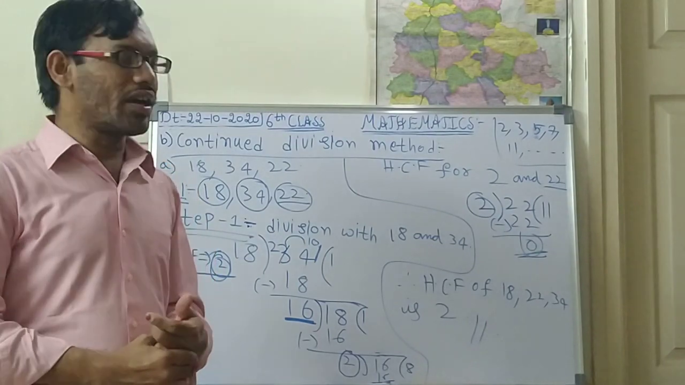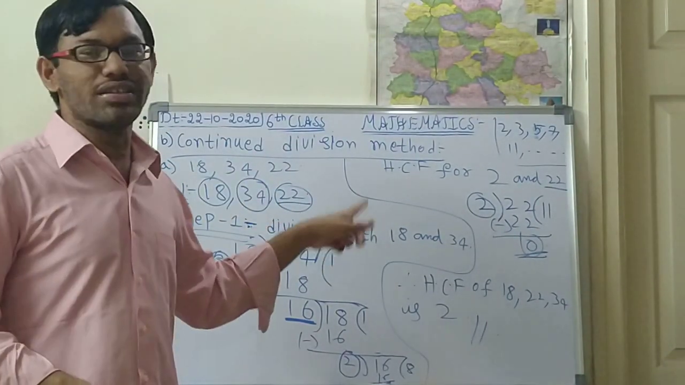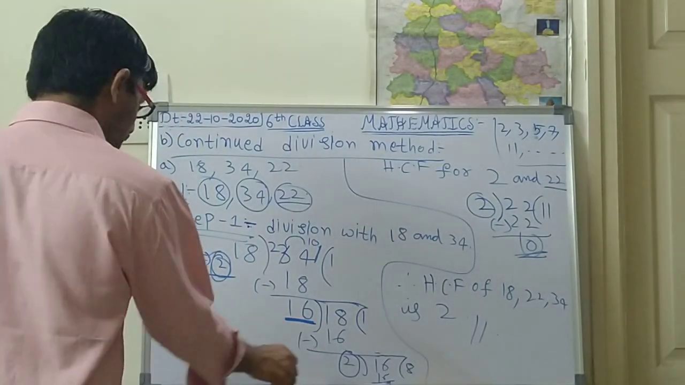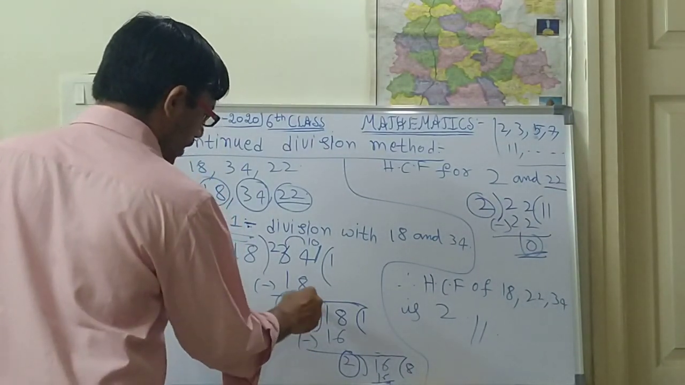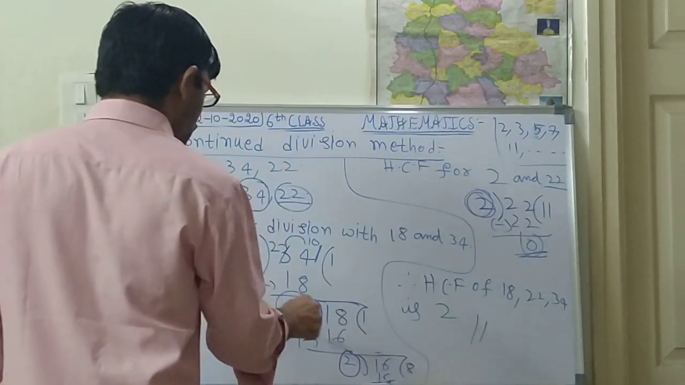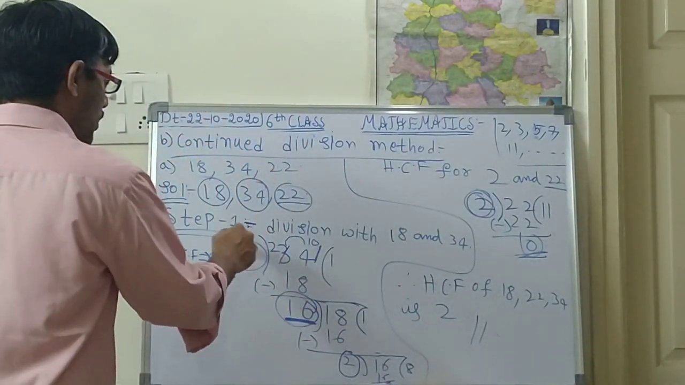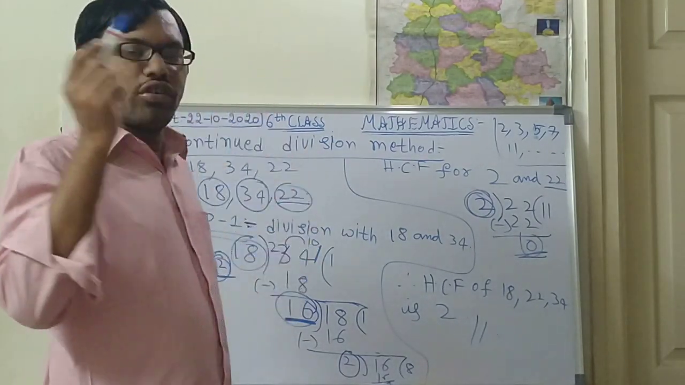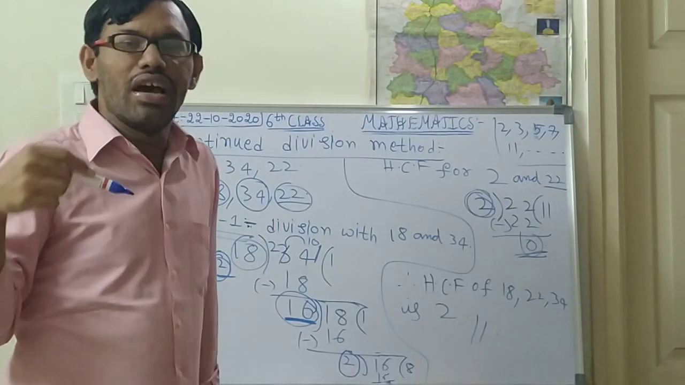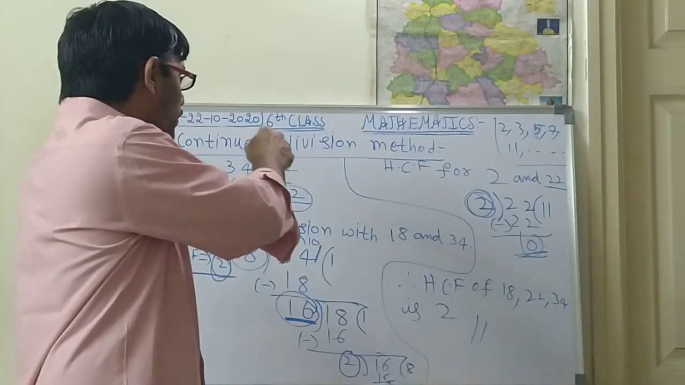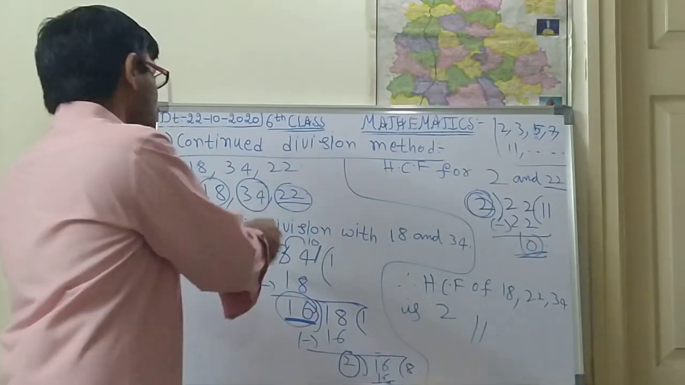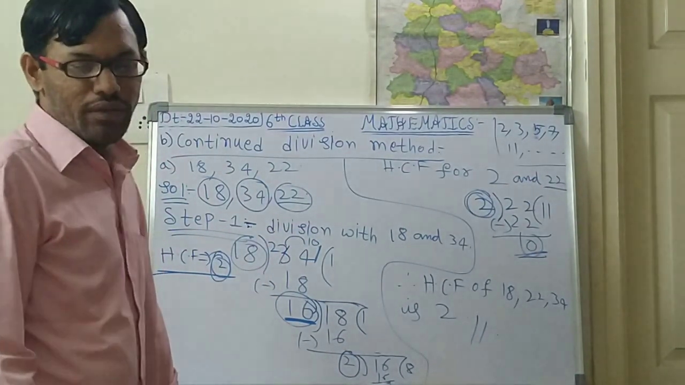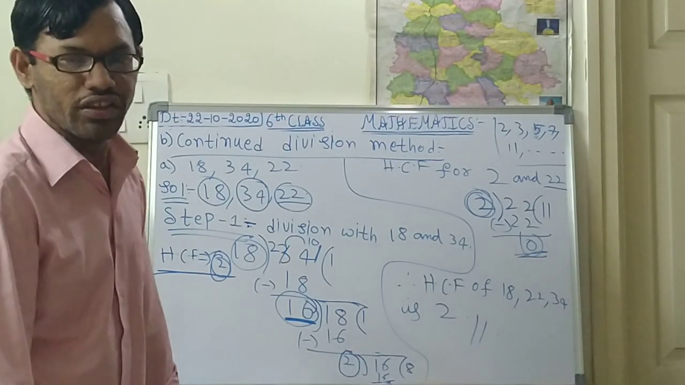HCF is also known as GCD, greatest common divisor. These are divisors only, so we are taking common divisors. If we are doing it with prime factorization, we say highest common factor. If we are doing it with the continuous division method, we say greatest common divisor. So this is about finding HCF in the two methods.